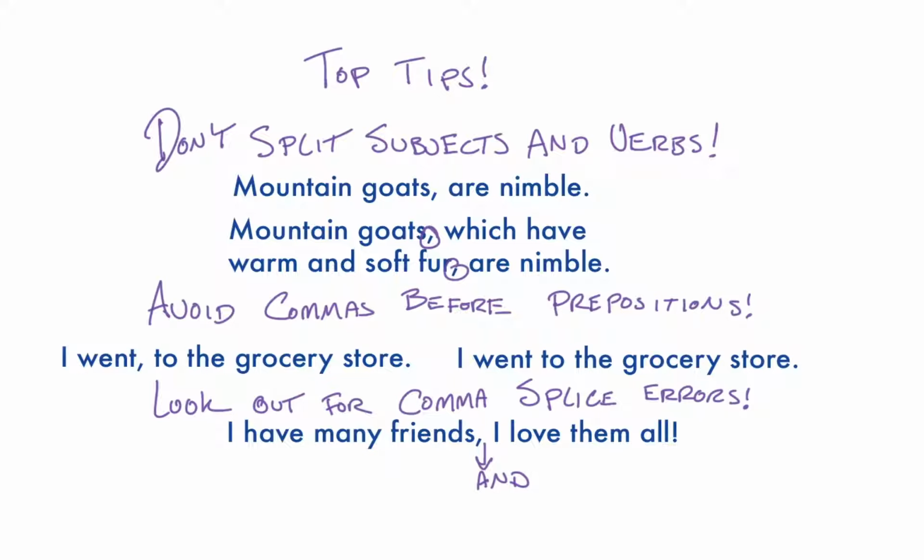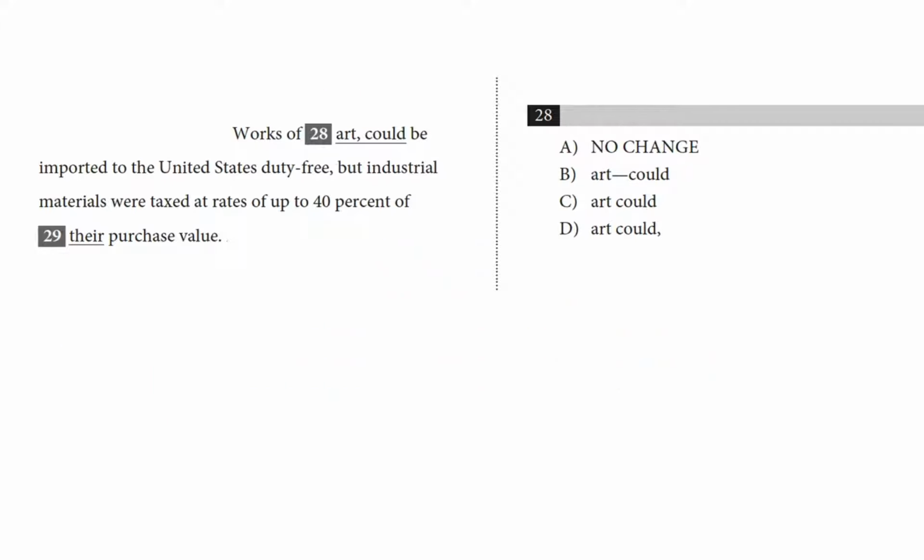Let's head back to the question, and I'll give you this opportunity to pause the video to take your own shot at it. Now let's try it together. Okay, so choice A puts a comma between art and could. Is this part of a non-essential aside? Is "could be imported to the United States duty-free" an aside? It looks like no. This is just a comma interrupting a subject and a verb, and that's one of our top tips, remember, so we can knock this one out.